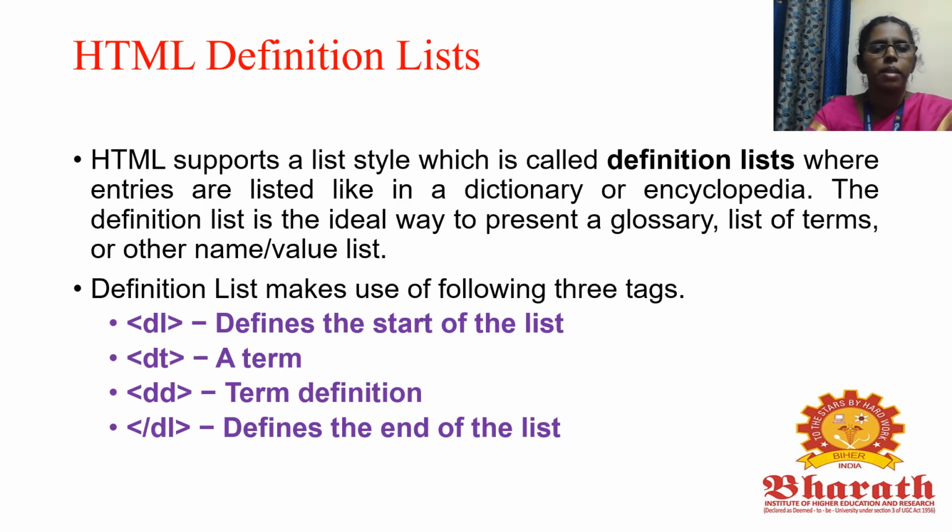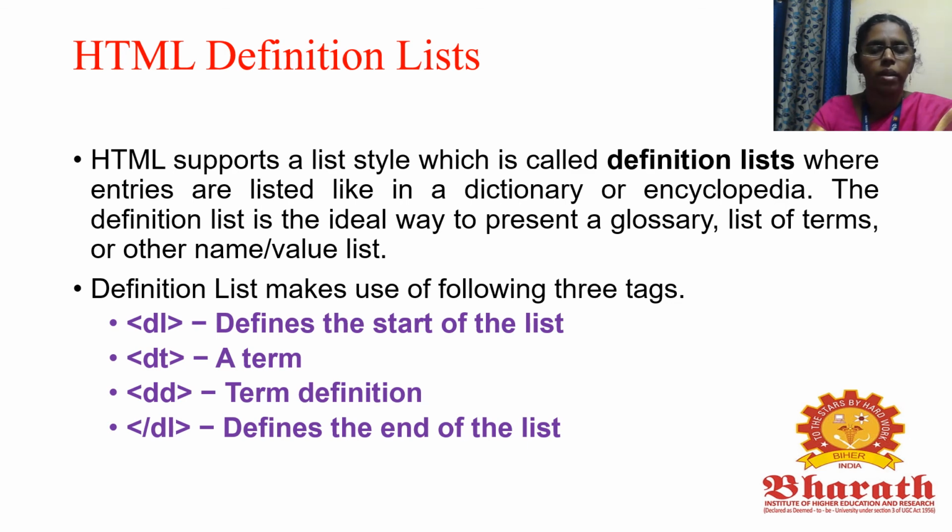And the next concept is the HTML definition list. HTML supports definition lists. In a definition list, we have the definition term as well as the definition of the term. Here we are using three important tags. The first one is the start of the definition list, that is DL, which defines the start of the list.